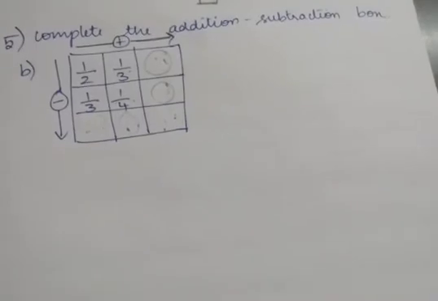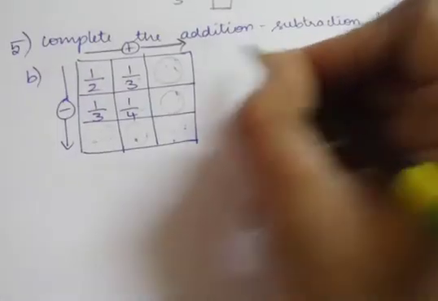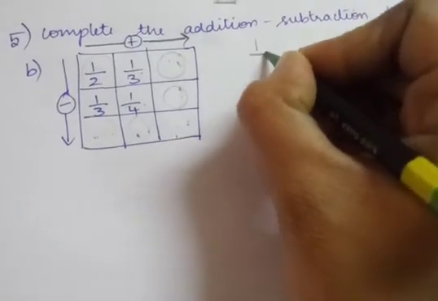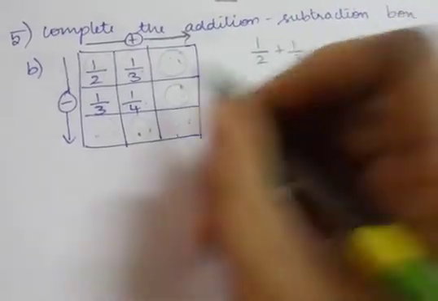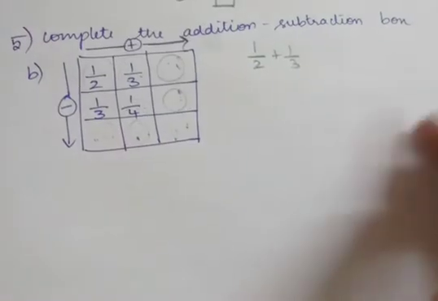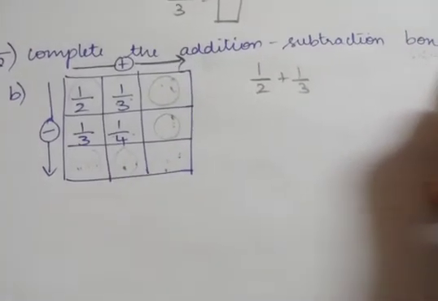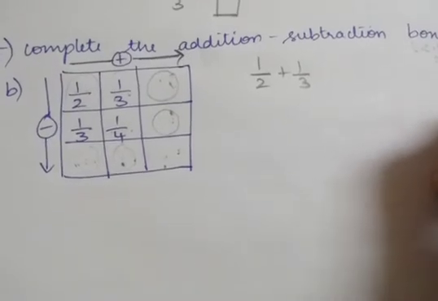Okay, now what is the first question? First, I'll do this, which will be very easy. Addition, first we'll do. 1 by 2 plus 1 by 3. 1 by 2 plus 1 by 3. Denominators are different. So, LCM of 2, 3 is what? 6.